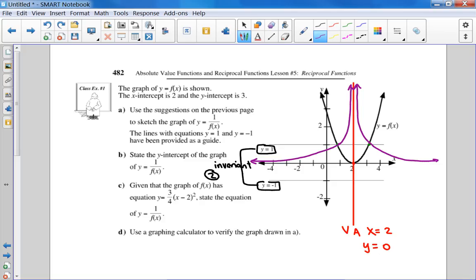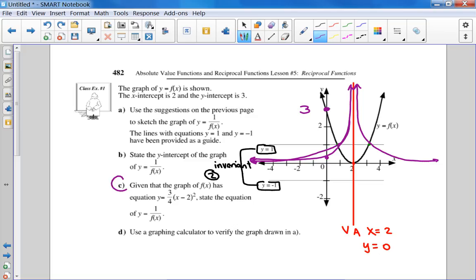Okay, so the only thing that I screwed up is if this y-intercept is 3, the reciprocal should be 1/3. So that purple graph should have actually went down through here. So that's the only thing I screwed up.